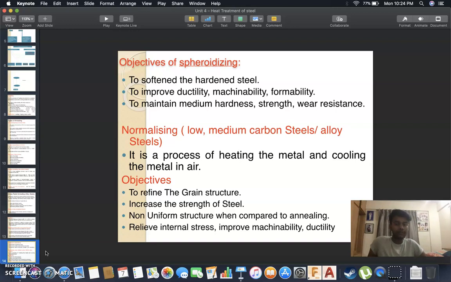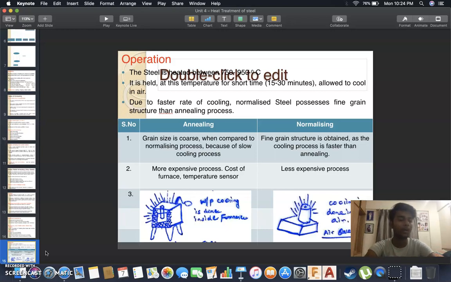Objectives: to refine the grain size, increase the strength of steel, obtain a non-uniform structure when compared to annealing, relieve internal stress, improve machinability and ductility. Operation: how normalizing is done. The steel is heated between 750 to 950 degrees centigrade. It is held at this temperature for a short time, whereas annealing was held for a period like 2 to 5 hours or 3 hours. In normalizing, it is 15 to 30 minutes, then allowed to cool in air.